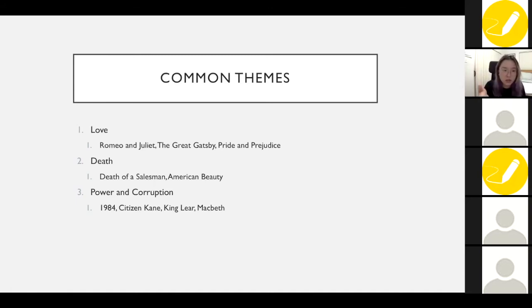Does tragedy come after death? Yes, under death. So these themes here are quite general. Definitely, smaller themes can come under them. You can be a bit more specific, etc.